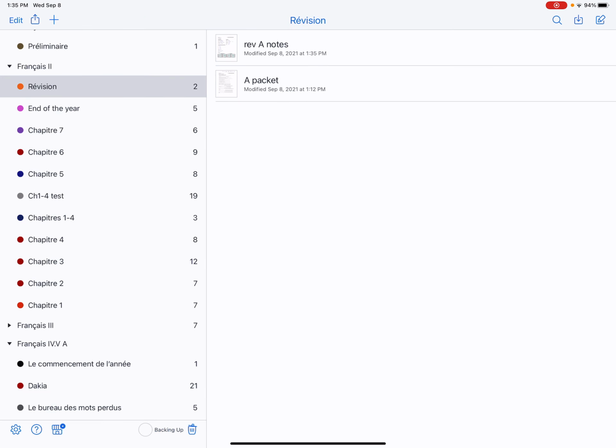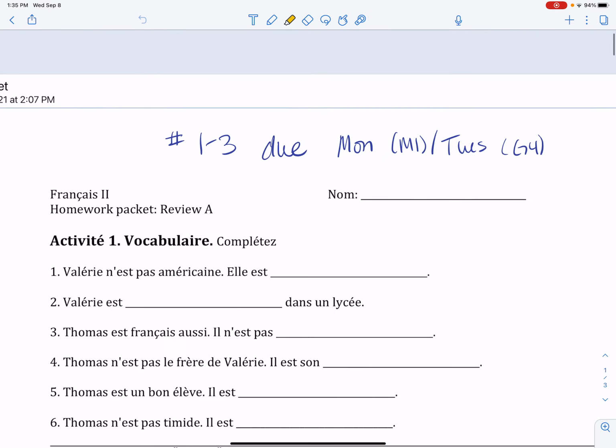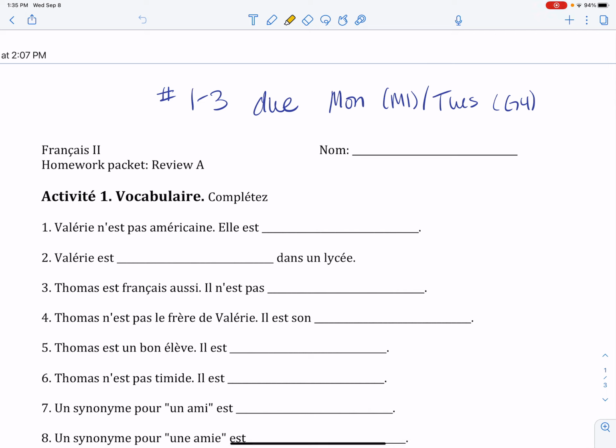So you're going to go over to your packet, and there are 3 activities that you're going to do. Maroon 1, you're going to do activities 1 through 3 for Monday. Gold 4, you're going to do those same 3 activities for Tuesday. So you're doing activity 1. This is vocabulary, and this is where you're going to use the nouns and the adjectives part of your vocab list. So you have to understand the sentence, find the word that's missing, the word that will make sense to complete the sentence.